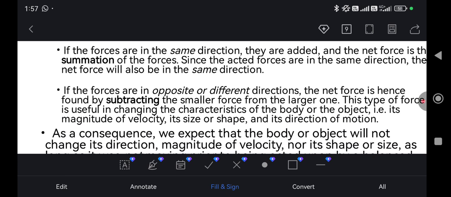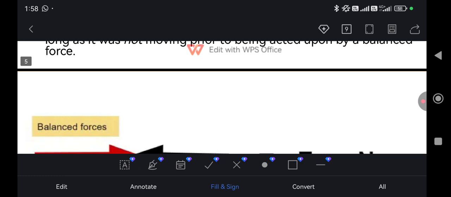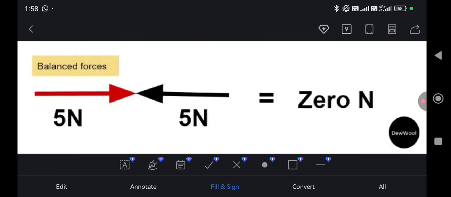If the forces are in opposite or different directions, the net force is found by subtracting the smaller force from the larger one. This type of force is useful in changing the characteristics of the body or the object: its magnitude of velocity, its size or shape, and its direction of motion. This is an example of balanced force, as the net force is 0.